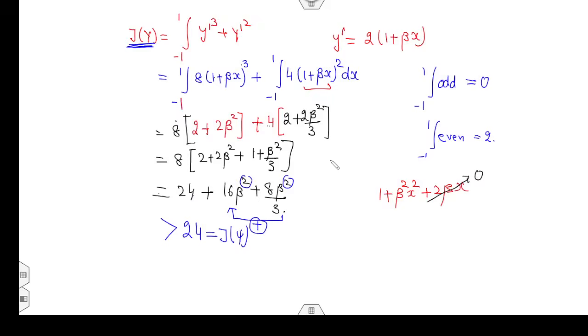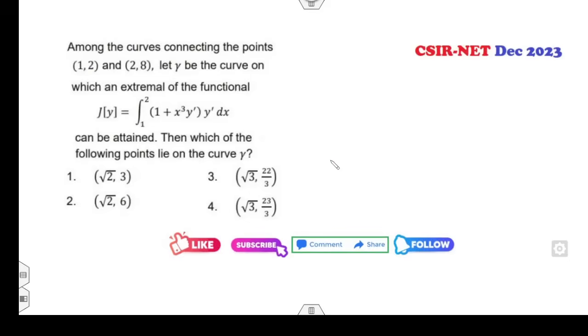Fine. Let's move to the next. Again it's December 2023. Again an extremal, and your target is to find these solutions. y of 1 is 2, y of 2 is equal to 8. Okay, so your f, if I open it, is y dash plus x cube y dash square. So let's start with the Euler equation: partial derivative with respect to y minus d/dx of partial derivative with respect to y dash.